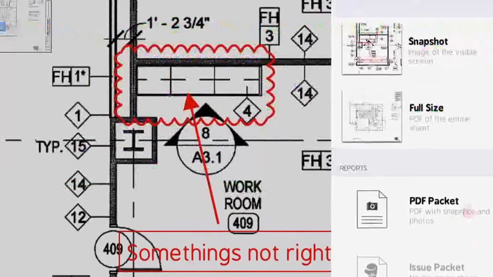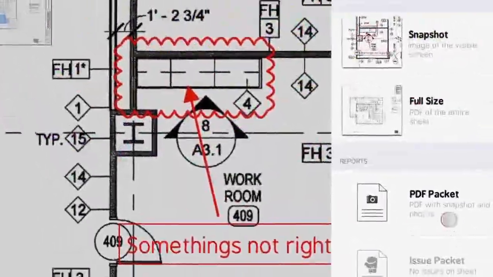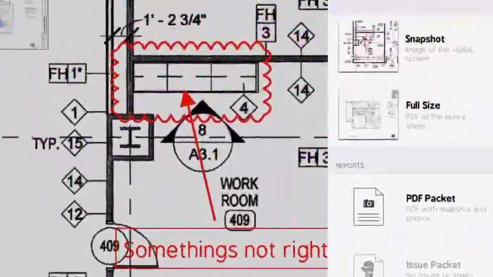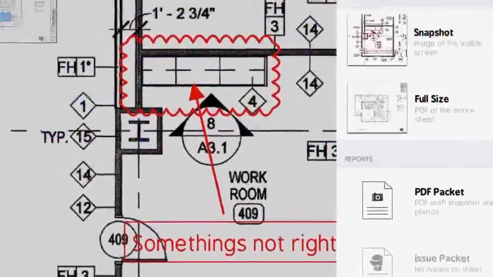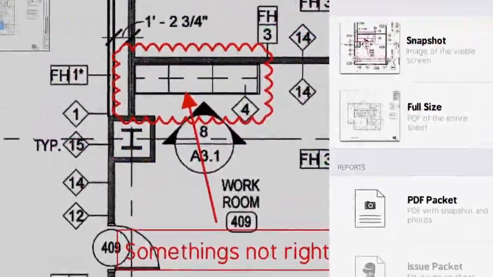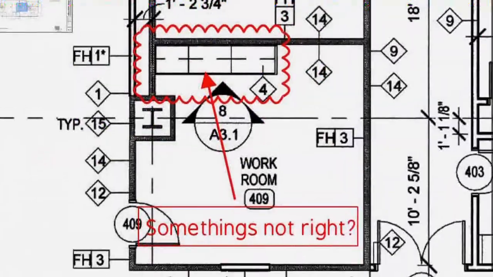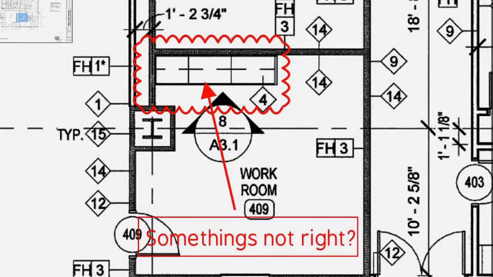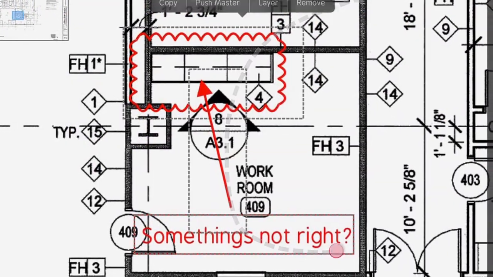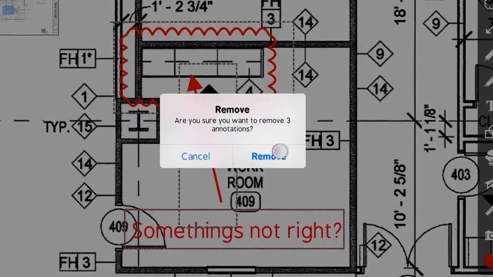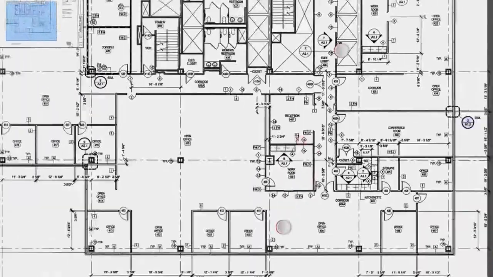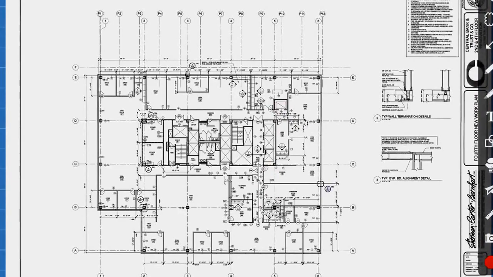And also, PDF with snapshot and photos, you can send the packet, and any photos you have attached to this will be sent with this detail and issue log. So it's pretty handy now. If we go here, we can get rid of all this, remove, boom. So now we got a nice clean drawing again. But that's just some of the things you can do.